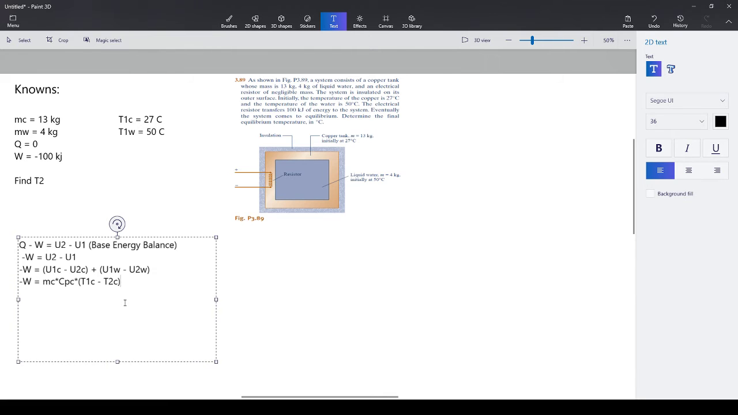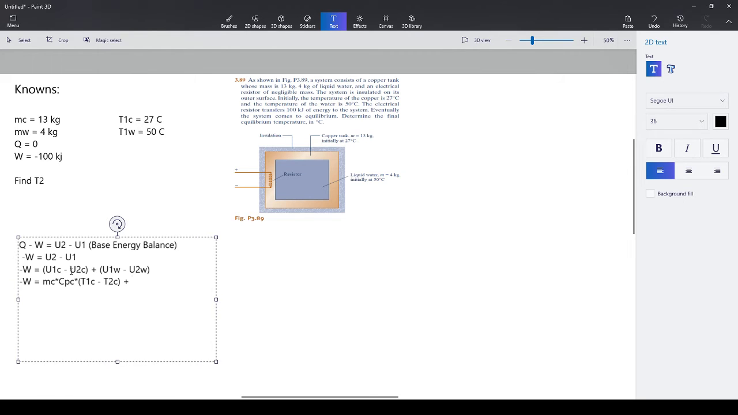Does that make sense? So this equation right here, this MCP delta T, is actually referred to as MCP delta T. It is the exact same thing as this U1 minus U2. You will get the same answer, or it's a close approximation. They should be very close. And so this right here is the same as that. It's a direct replacement.